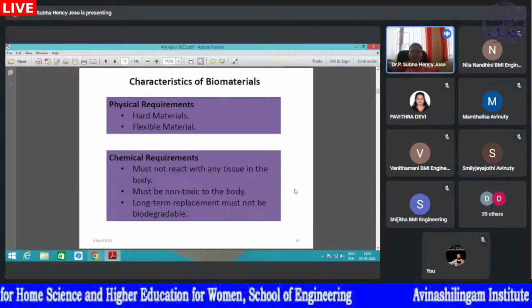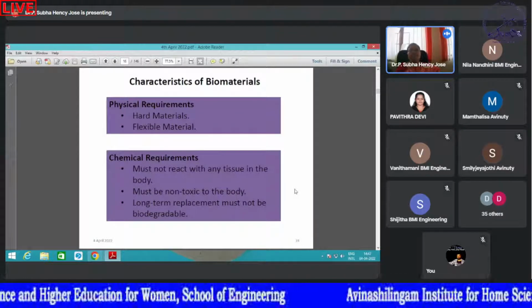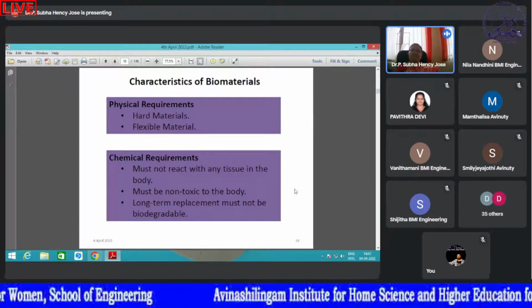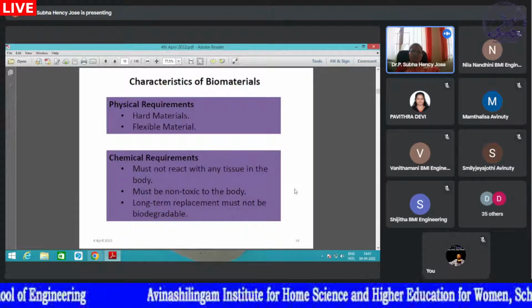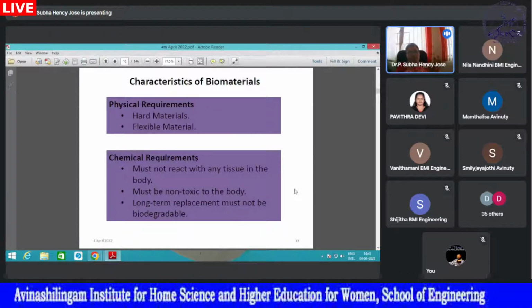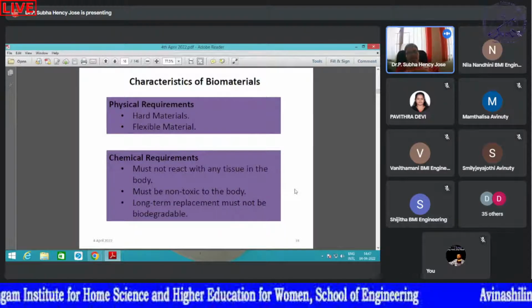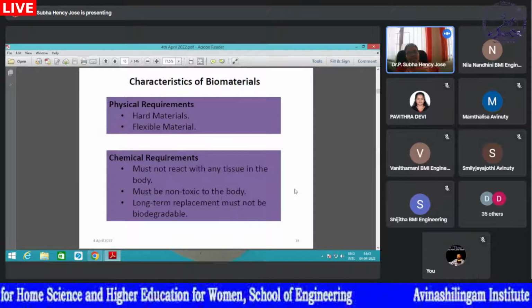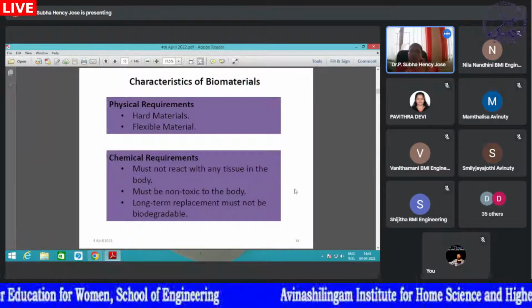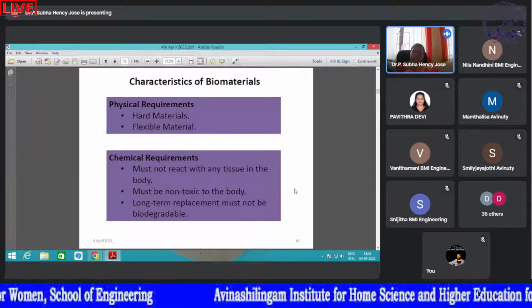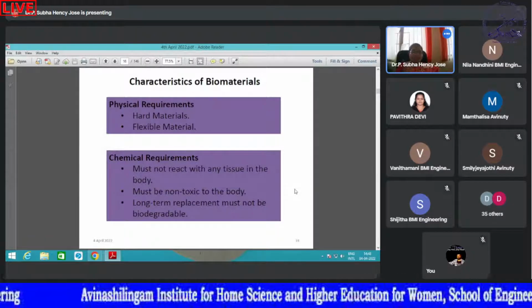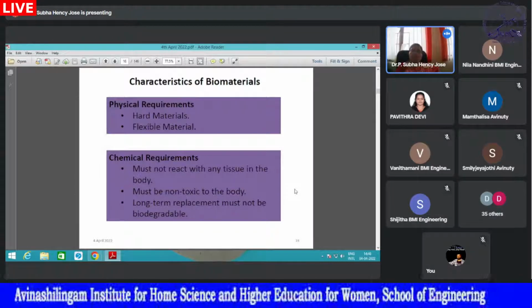Now coming to the characteristics of biomaterials. So we have seen what the various applications of biomaterials are, and what the various classifications of biomaterials are that are used for various applications. Now, when you are using a foreign material in the body, there are requirements that should be met by such a material, and only then can it be employed in biomedical applications, right? Otherwise it will react with the body and create problems.